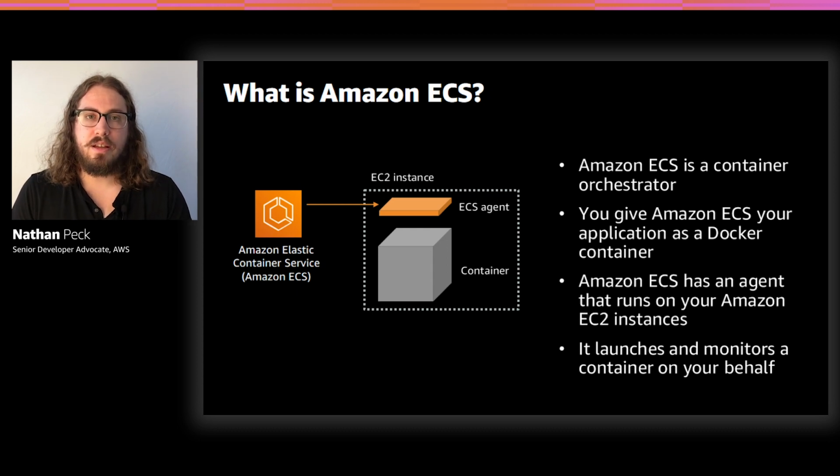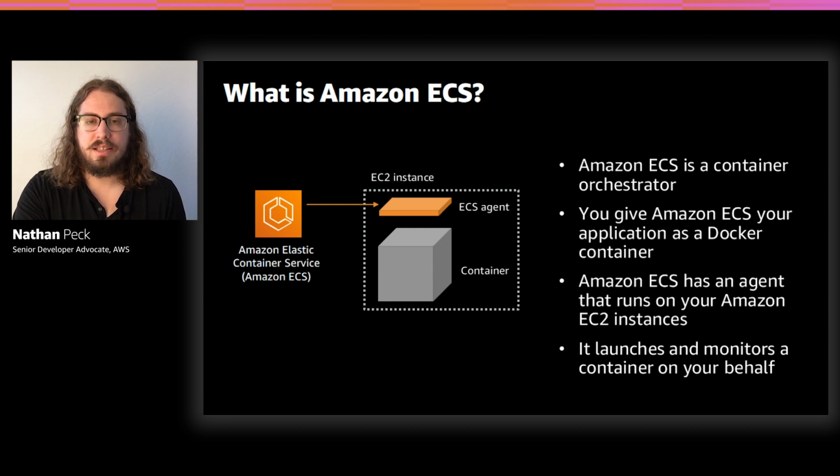You give Amazon ECS your application in the format of a container. And then Amazon ECS supplies an agent, which is like that conductor, which runs on all of your Amazon EC2 instances and monitors them and acts on your behalf. So then you can tell Amazon ECS, I would like to launch my application. And it launches the application container and then continually begins to monitor it on your behalf. So what it's doing is it's watching to see how it's performing, how the CPU and memory are doing, to make sure that if it crashes, it can restart that application container.